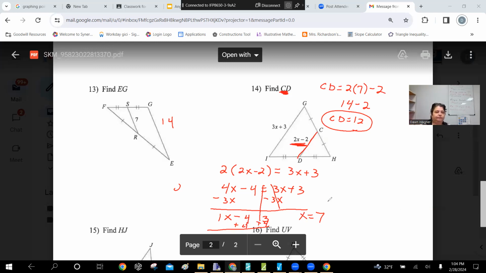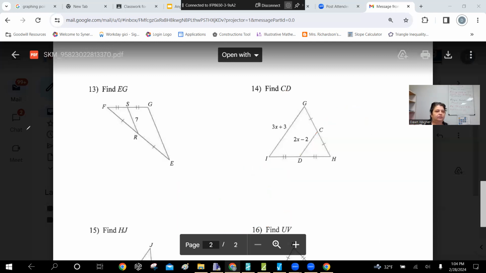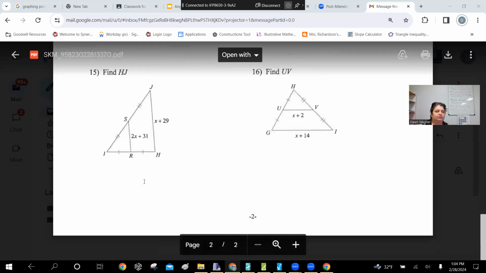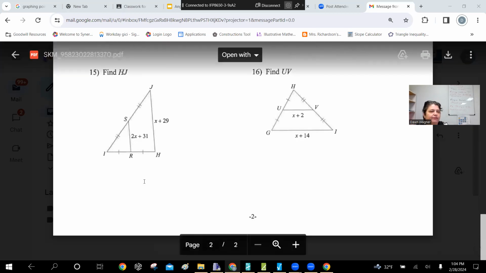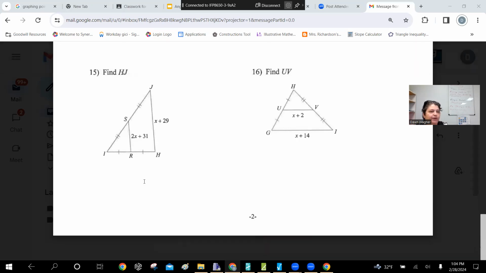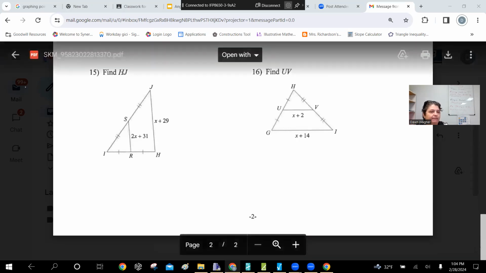Number 15 is the same, right? Number 15, we'd probably do it the same. So find HJ. But this time they want you to find the outside one, but you set it up exactly the same. You double the inside to equal the outside.